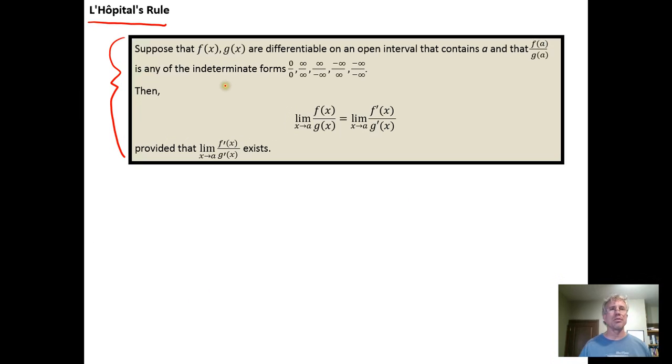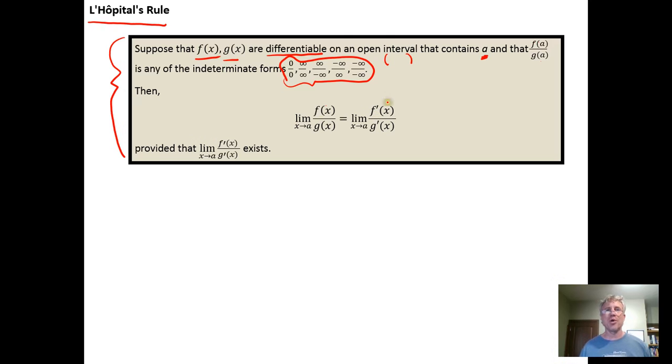So L'Hopital's rule, not Hospital's rule, says that, hey, if you've got f of x and g of x and their derivatives exist on some open interval that contains a, and f of a over g of a is any one of a bunch of indeterminate forms that can happen, then the limit as x goes to a of the ratio of the functions is the same as the limit as x goes to a of the ratio of their derivatives.